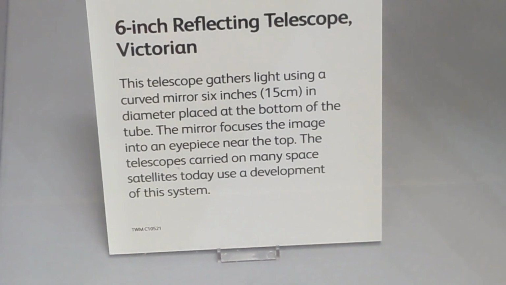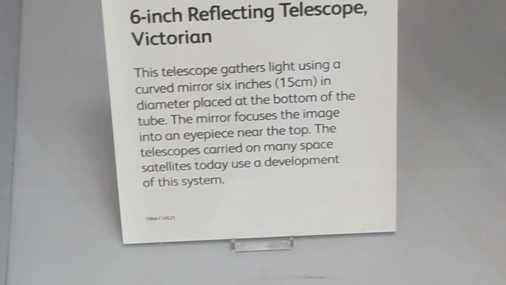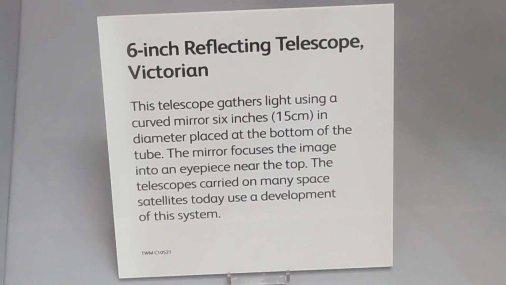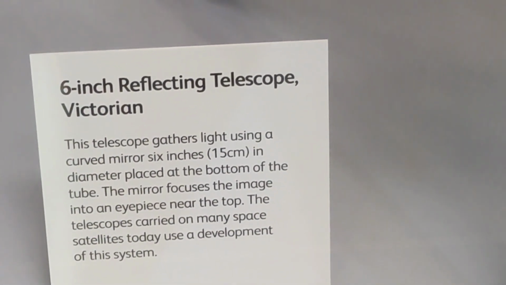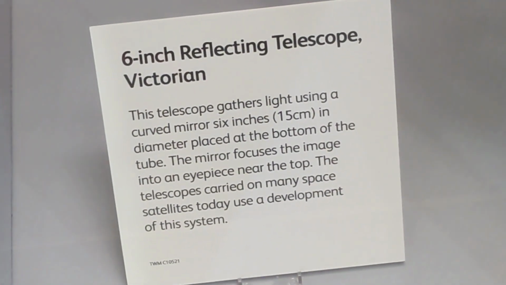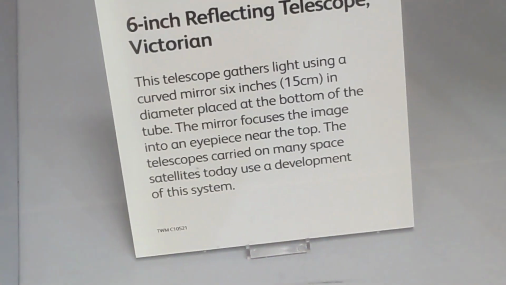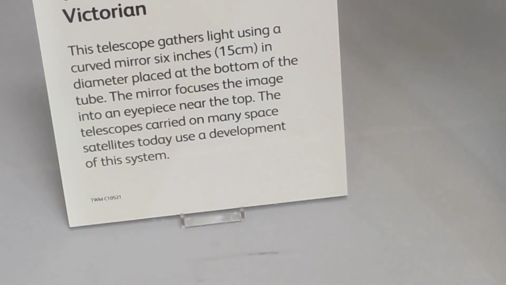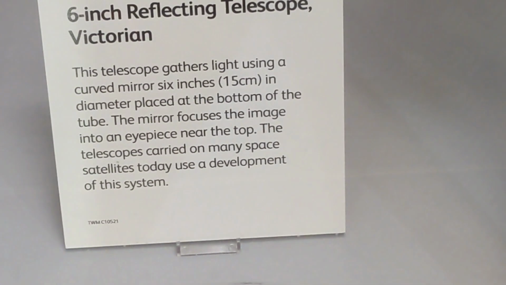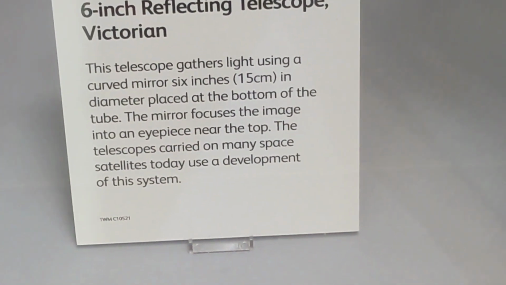Six-inch reflecting telescope, Victorian. This telescope gathers light using a curved mirror 6 inches, 15 centimeters in diameter. Placed at the bottom of the tube, the mirror focuses the image into an eyepiece near the top. The telescope carried on many space satellites used a development of the system. So this is the telescope that was used.